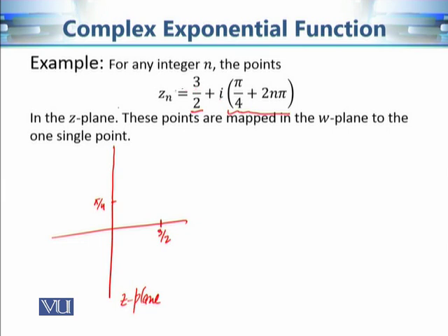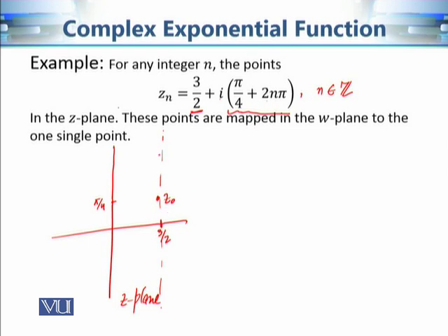So this is not just one number, these are infinitely many numbers, and n is any integer. If n is equal to 0, then this is going to be this one, z0. If n is equal to 1, then it is going to be z1, at a distance of 2π from z0 along this line. Once again it is the same argument: the real part is the same, but the imaginary parts differ by the value of 2π.